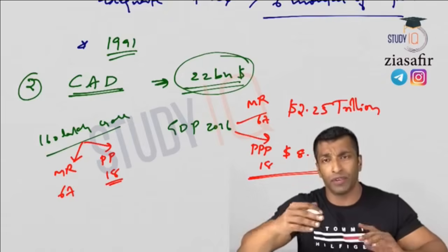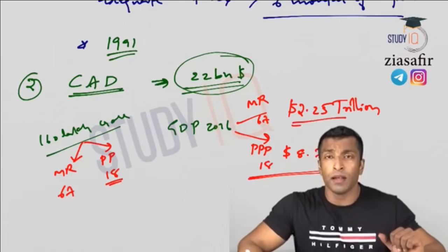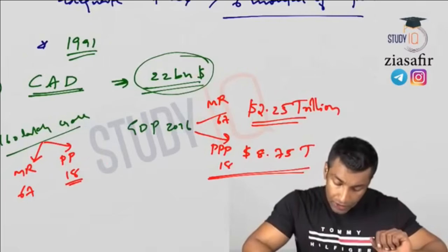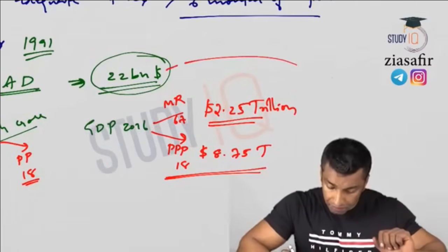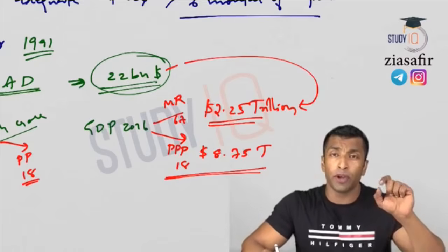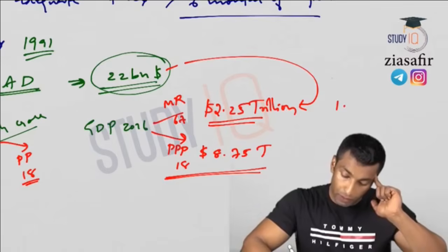But when it comes to market rate, we are around 7-8. That is our position. You can see here the difference. Okay, so here I'm talking about market rate only. So here we have seen 22 billion and 2.25 trillion. So what percentage of 2.25 trillion is 22 billion? That comes around 1.1 percent.